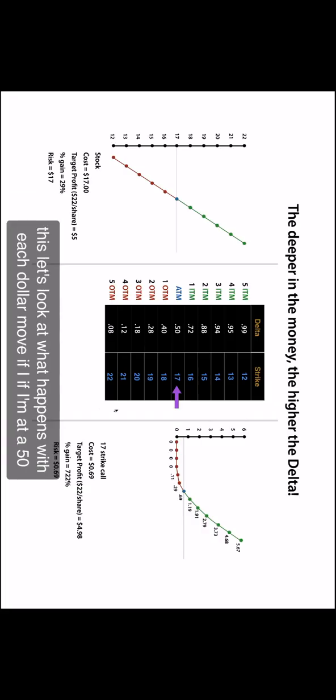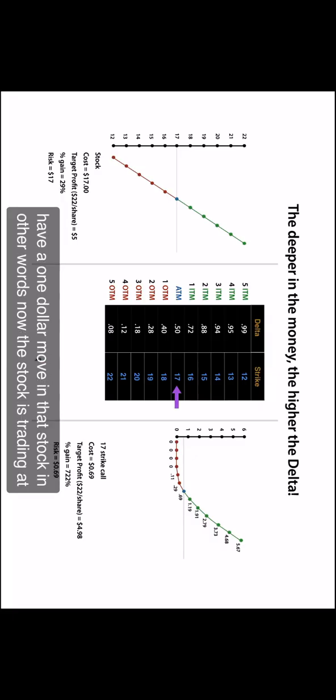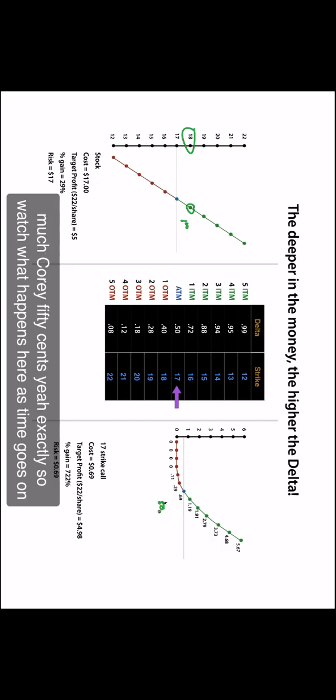So watch this. Let's look at what happens with each dollar move. If I'm at a 50 delta, and I wake up the next morning and I have a $1 move in that stock, in other words, now the stock is trading at $18. Over here, I've made $1. Over here, I will have made how much, Corey? 50 cents. Yeah, right. Exactly.